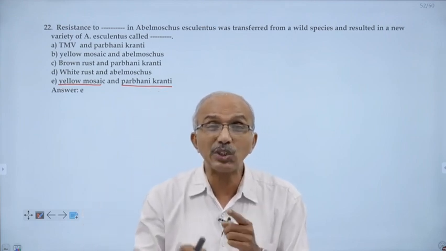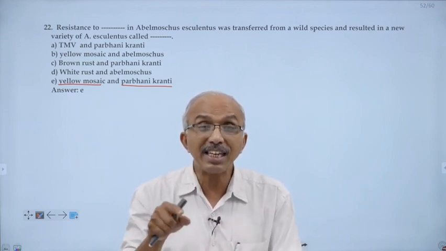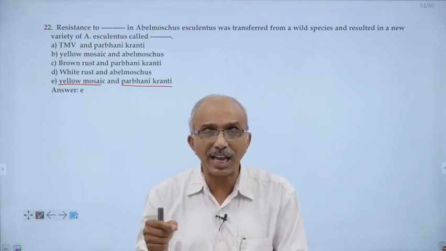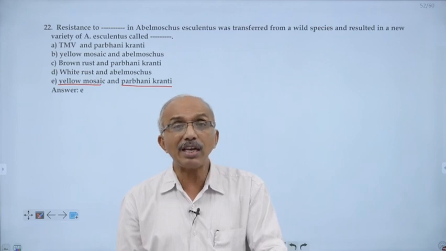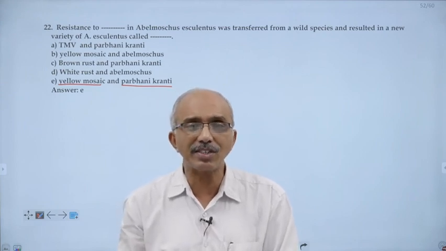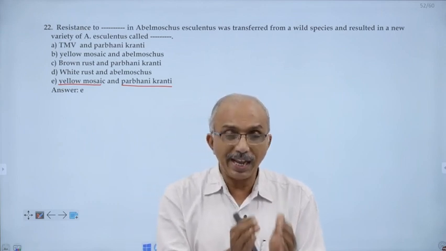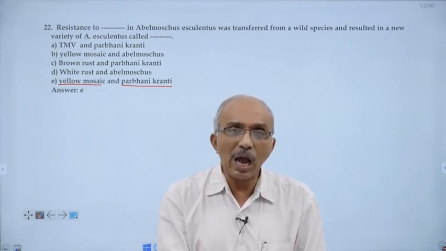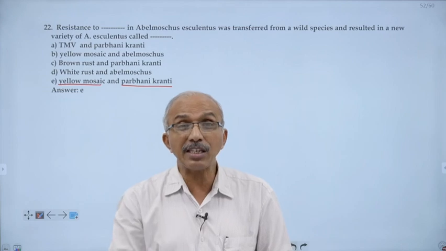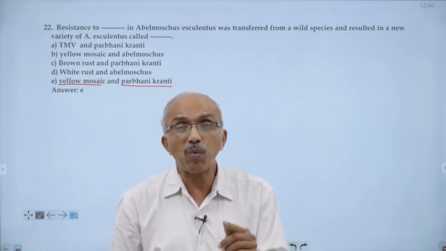By making use of genetic engineering, biotechnology, tissue culture, the modern molecular tools, the disease resistance gene in the wild variety was identified, taken out, and introduced into the cultivated variety of Abelmoschus, with the aim of making the cultivated variety disease resistant. High yielding quality is already there. Now the disease resistance property is introduced. It is a genetic mechanism, introduced by transferring the gene from a wild variety.